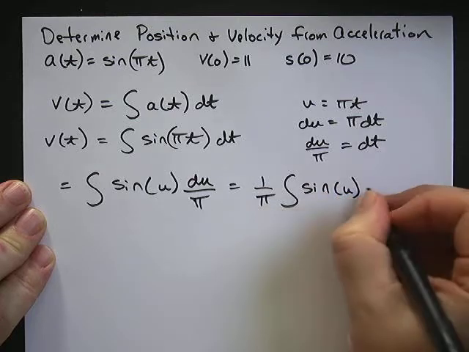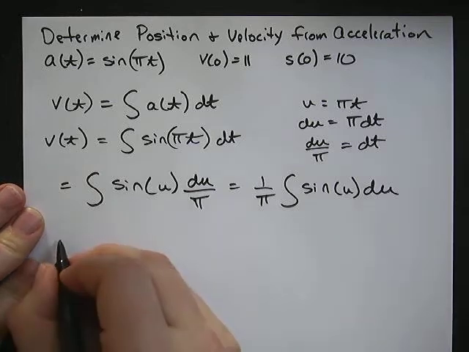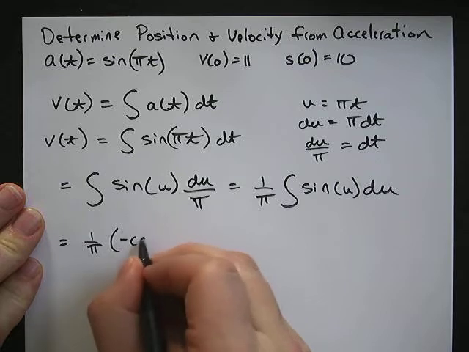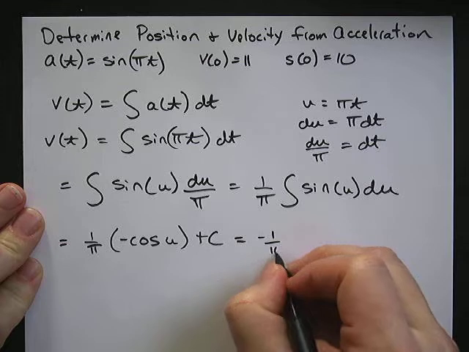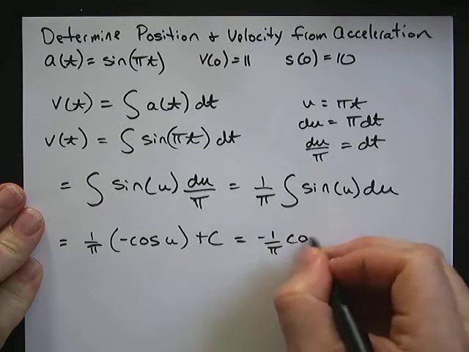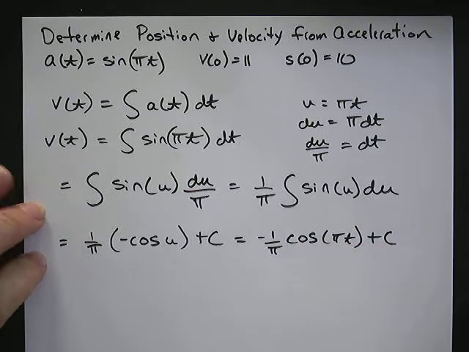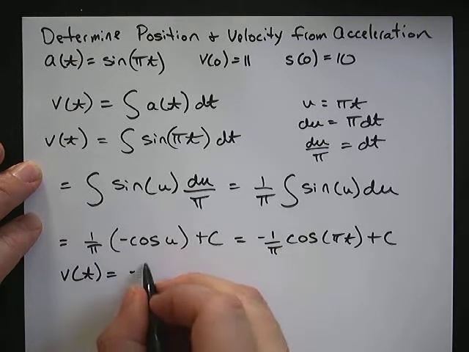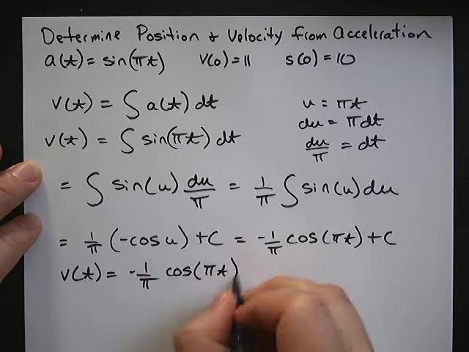Sine u du. Now the antiderivative of sine is negative cosine. So this gets us 1 over pi times negative cosine of u plus c. And if we plug in for our u, and I also brought the negative out to the front, we get negative 1 over pi cosine of pi t plus c. So v of t is equal to negative 1 over pi cosine of pi t plus c.